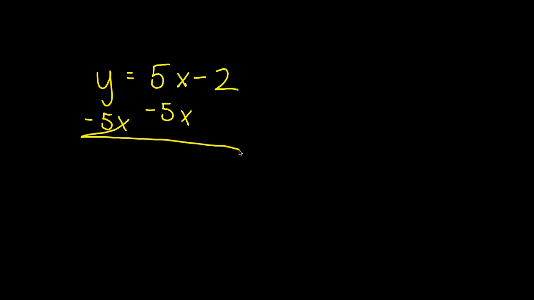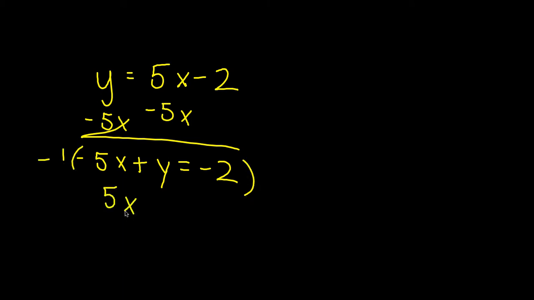Well, what about this? Y equals 5x minus 2. How do I write that in standard form? So I'm going to minus that 5x. I'm going to get minus 5x plus y equals minus 2. I'm breaking one of my rules. I don't want that x coefficient to be negative, so I'm just going to take this whole thing and multiply by negative 1, and I'm going to get 5x minus y equals positive 2.